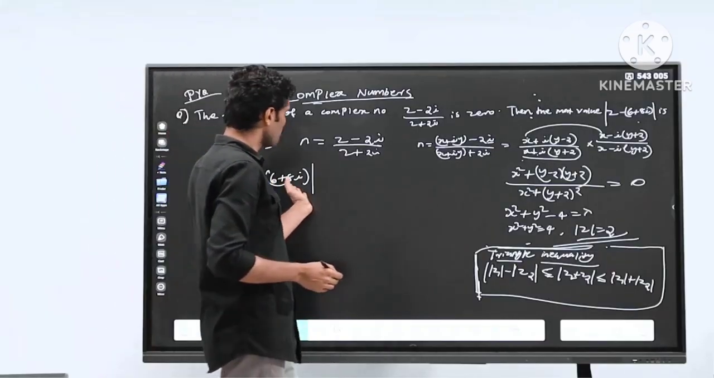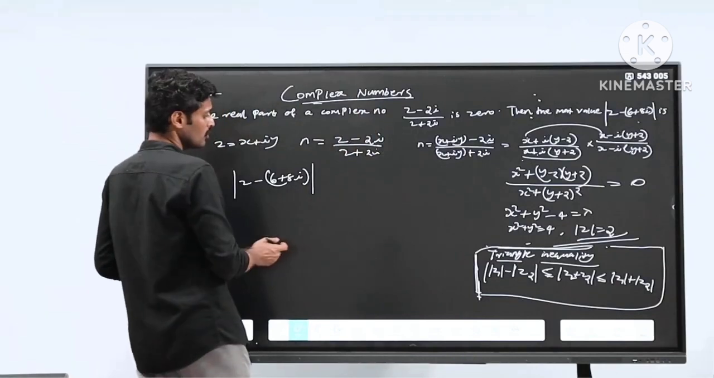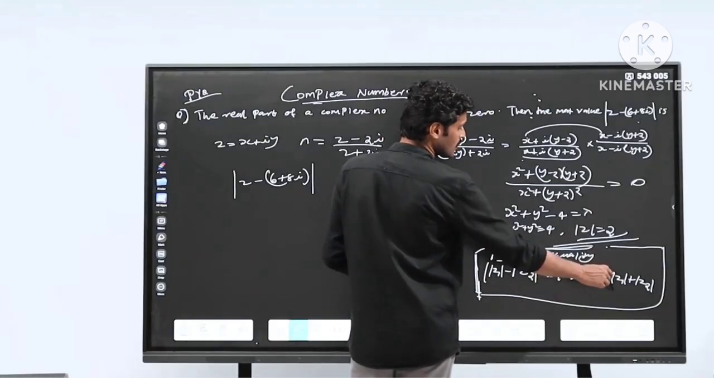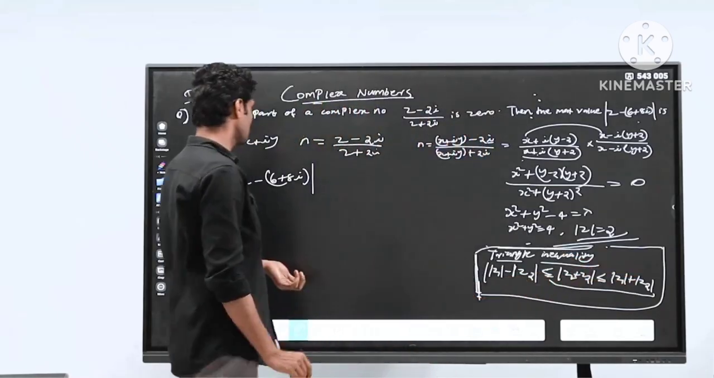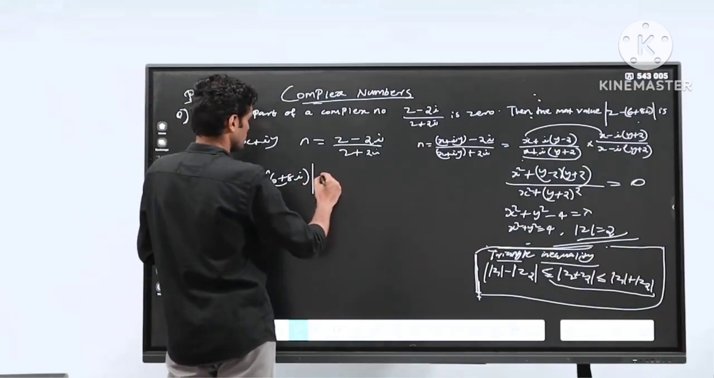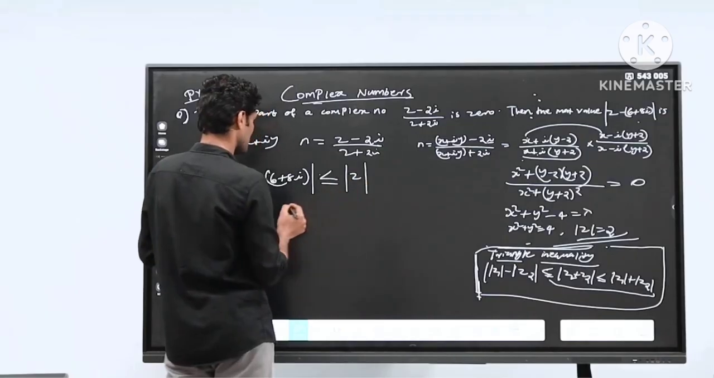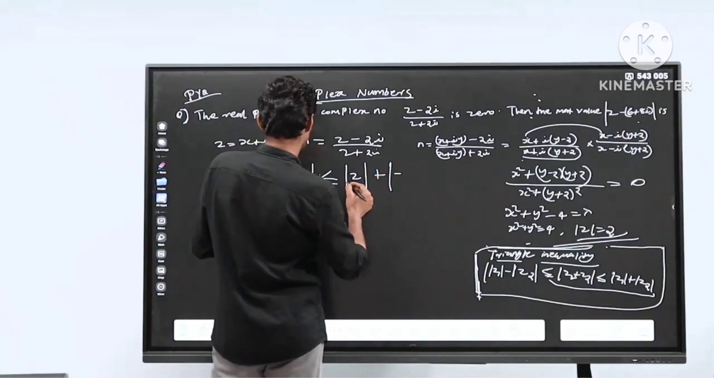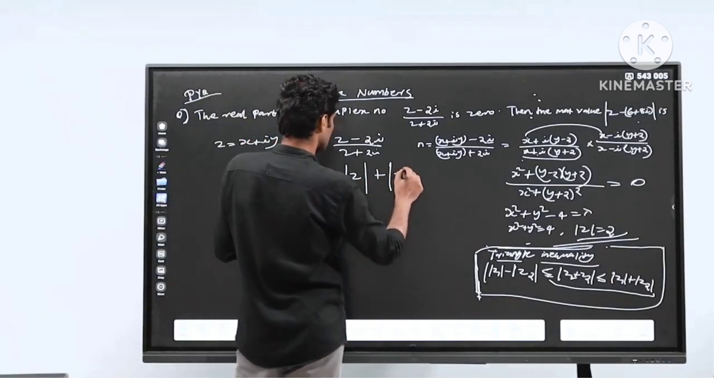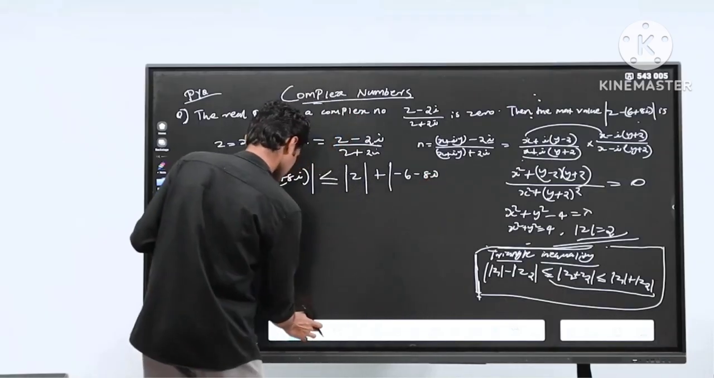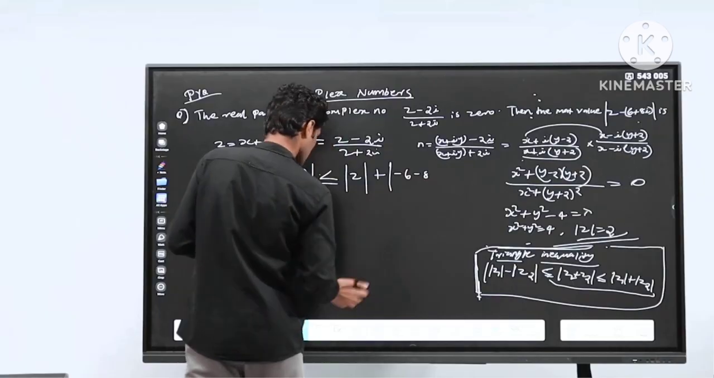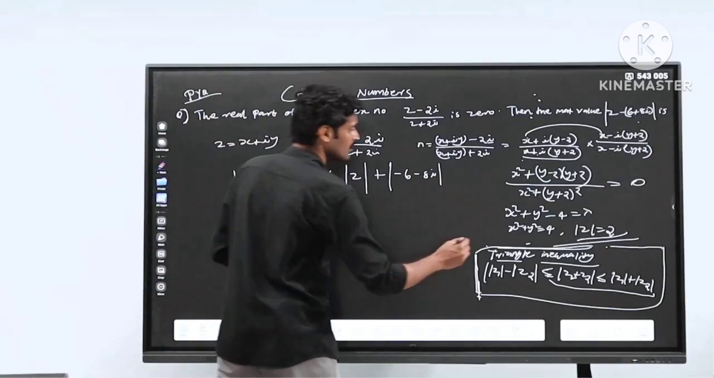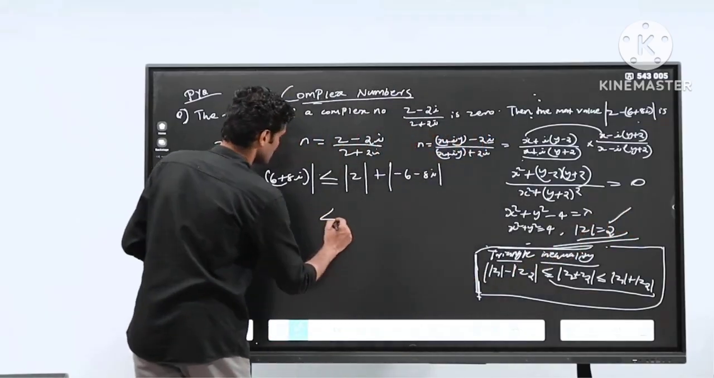So we can use the triangle inequality right here. We know the triangle inequality: mod of z1 minus mod z2 is less than or equal to mod of z1 plus z2, which is less than or equal to mod z1 plus mod z2. We can use this part. Then we can split the modulus: this is less than or equal to mod z plus mod of minus 6 minus 8i. We got the value of mod z is equal to 2, so we put it here as 2.